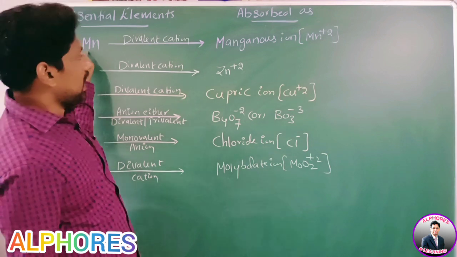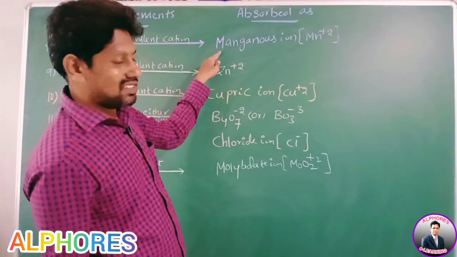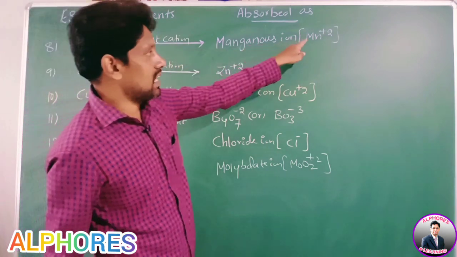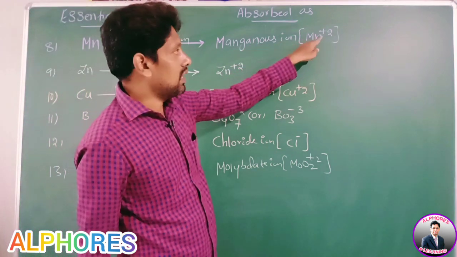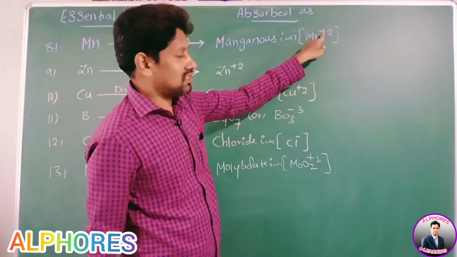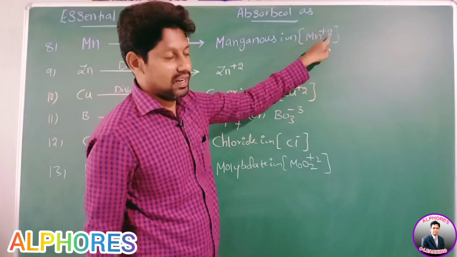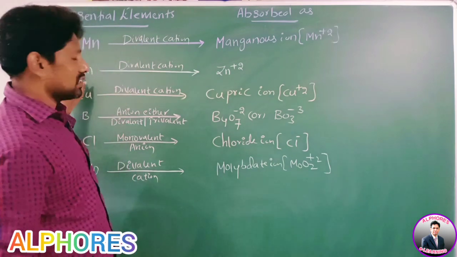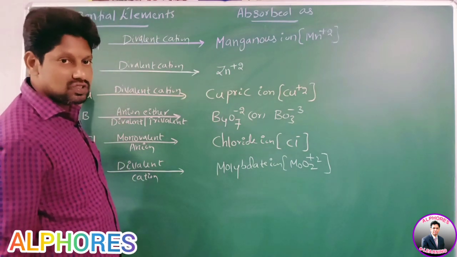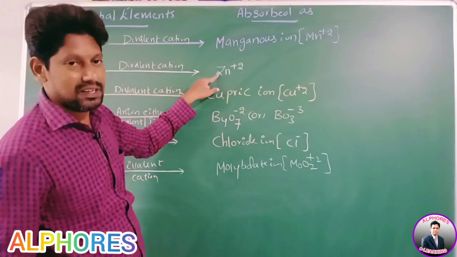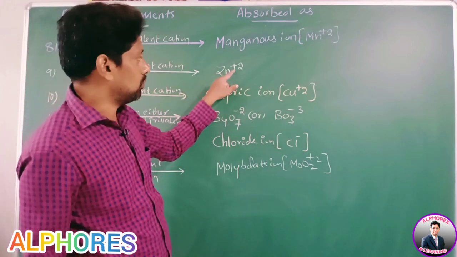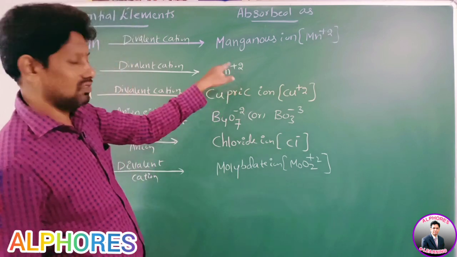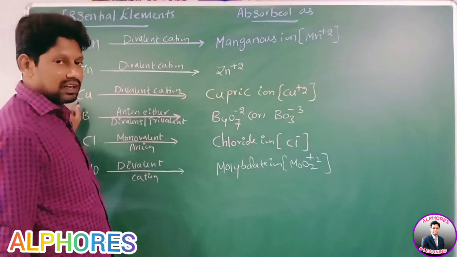Now, go for manganese. The plant absorbs manganese as a manganese ion, that is Mn plus 2, a divalent cation. Zinc: the plant absorbs zinc in the form of Zn plus 2, a divalent cation. Go for copper.